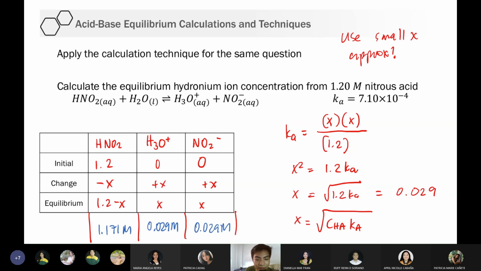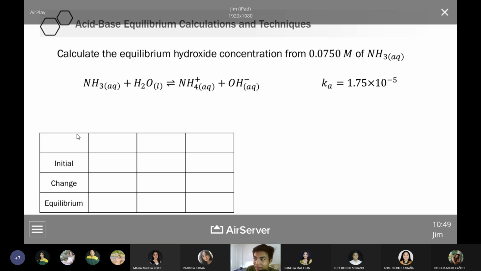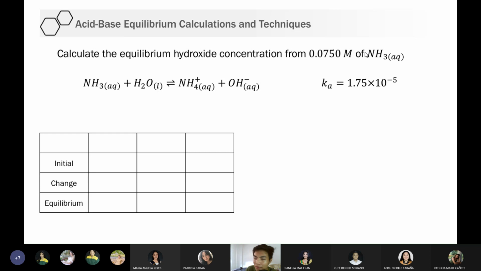Let's try other items. Let's apply this knowledge. Kasi sabi ko nga sa inyo, starting from now, yung ating problems sa Anachem, puro ganito na. Puro equilibrium na. So, basta alam niyo yung square root of tsaka, madali na lang yung titration. Yun kasi next chapter natin after the midterm exam. Okay? So, ganun. Proceed tayo dito. Let's try this problem. Let's see if we can use the square root of tsaka or the small x approximation.